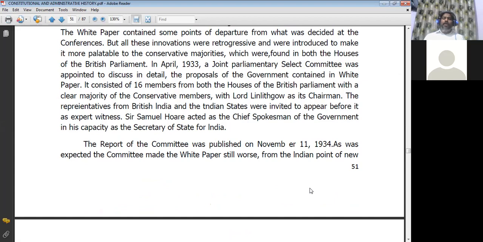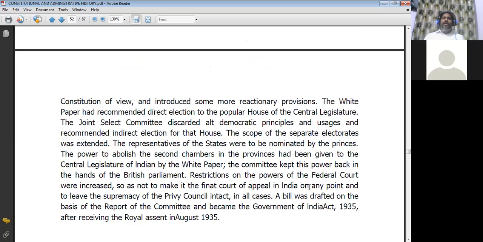As expected, the committee made the white paper still worse from the Indian point of view, and introduced some more reactionary provisions. The white paper had recommended direct elections to the popular House of the Central Legislature, and the Joint Select Committee discarded all democratic principles and usages and recommended indirect elections for that house. The scope of separate electorates was extended. The representatives of the states were to be nominated by the princes.